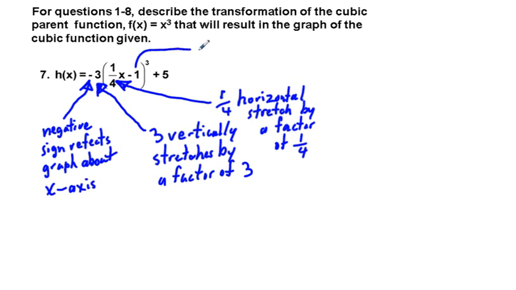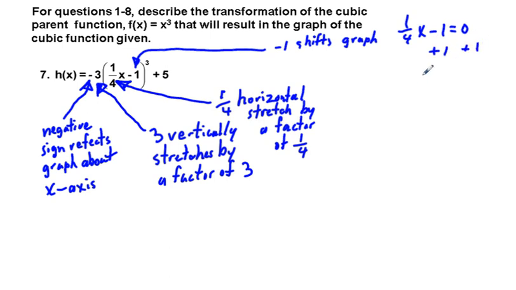This minus 1 shifts graph. Now how many? Well, if you take 1/4 x minus 1 equals 0 and you solve for x, so you have 1/4 x equals 1 and you multiply both sides of this equation by 4, we have x is equal to 4. So negative 1 shifts graph 4 units to the right.